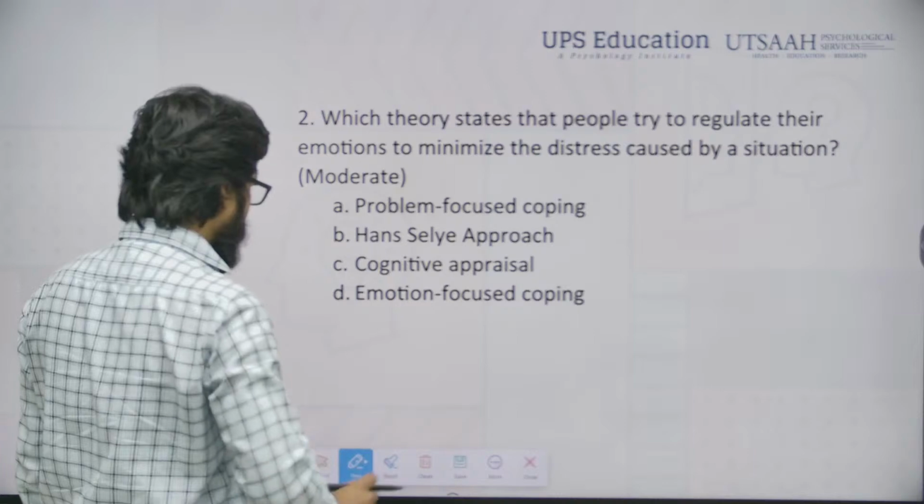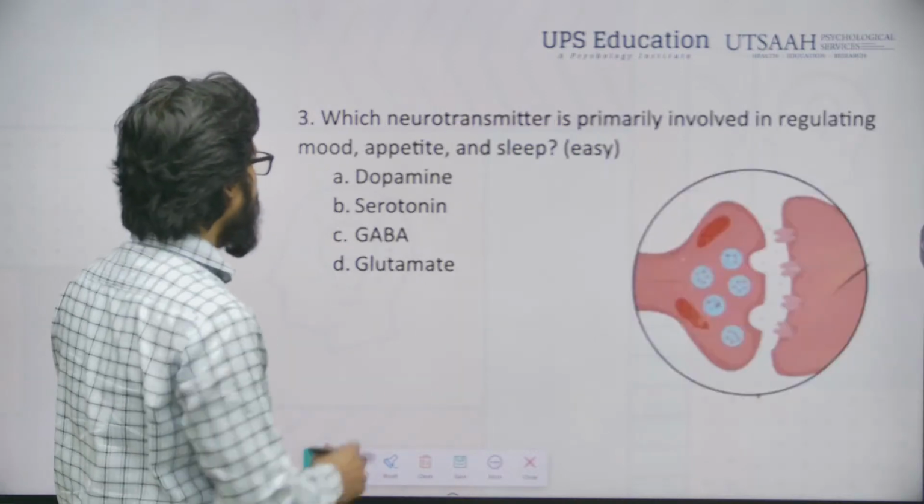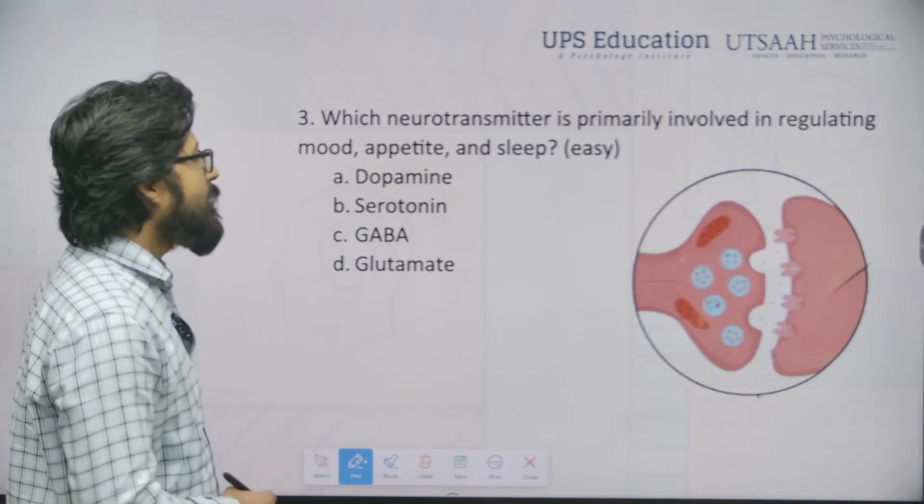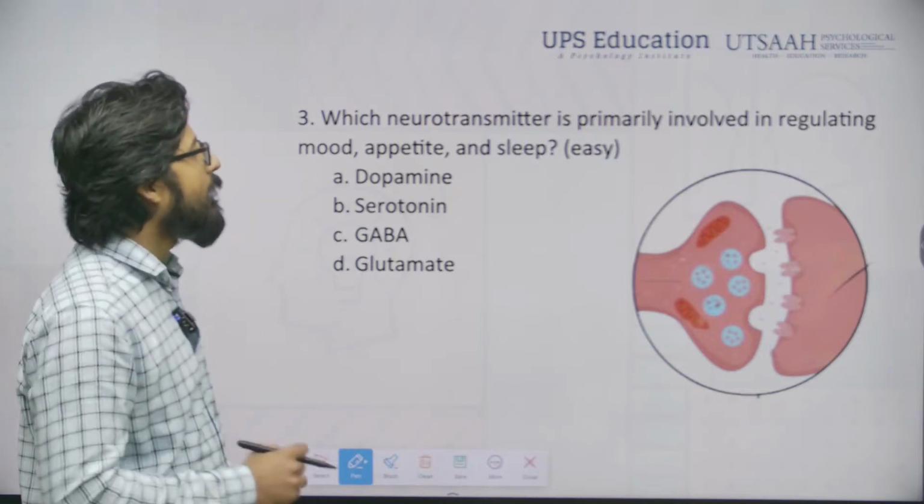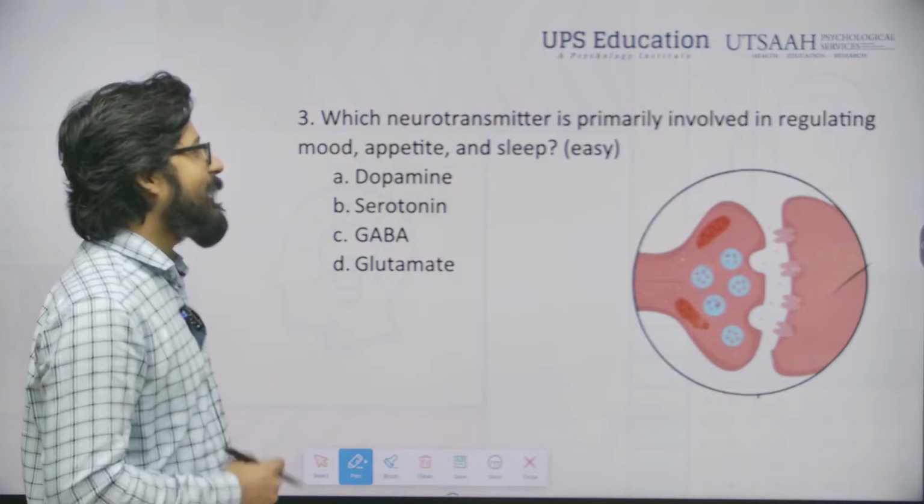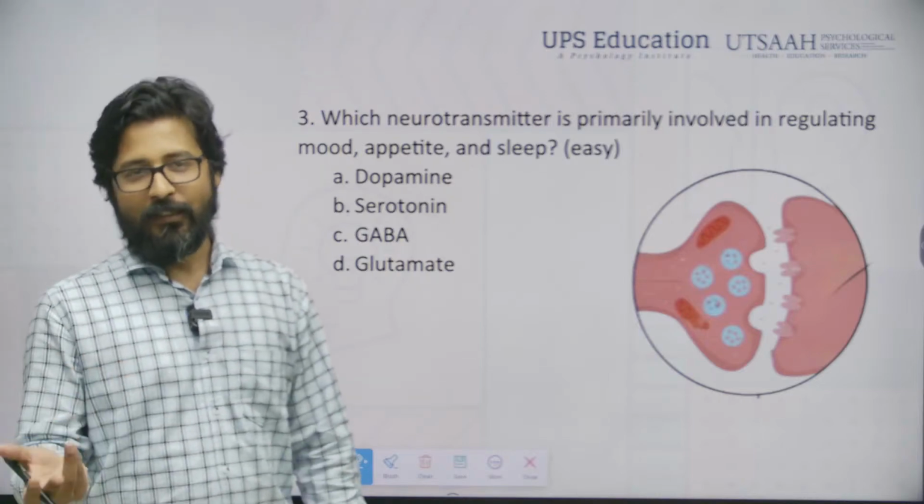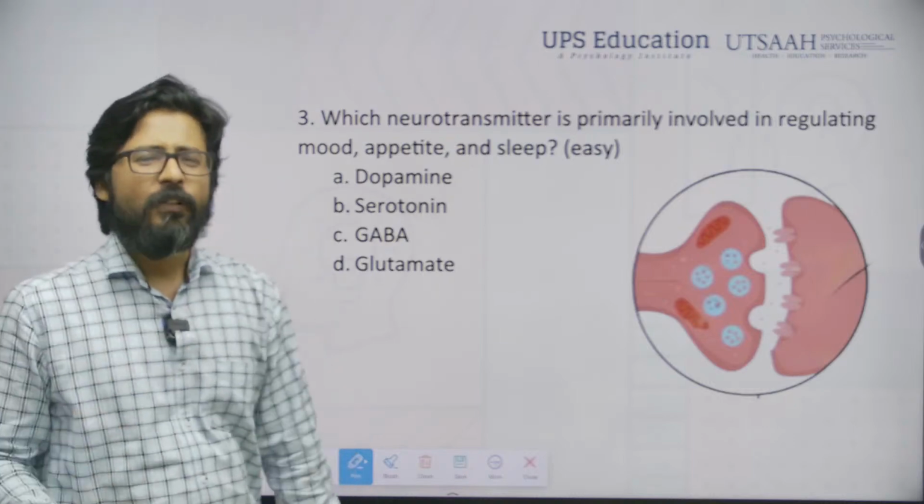Now we can move ahead. Third question I added here. Now you can see, which neurotransmitter is primarily involved in regulating mood, appetite and sleep? We can consider this particular question easy because we all are aware.